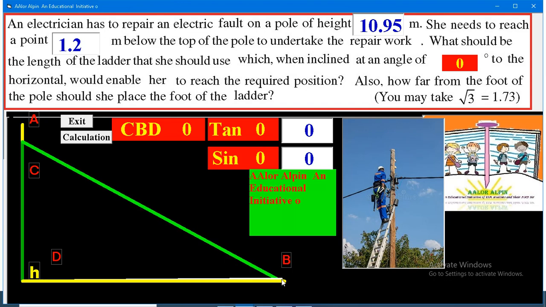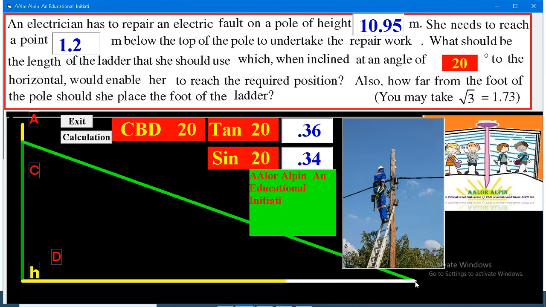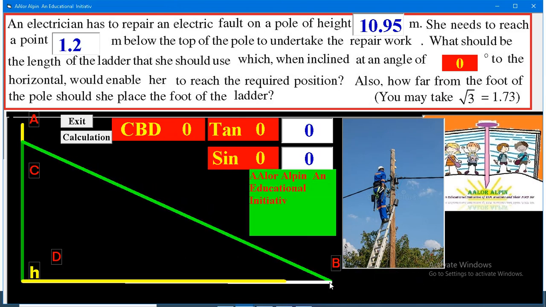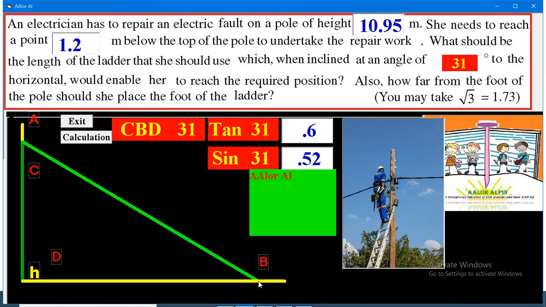Now it is 28. If you move even further, angle is now 20, and the length is increased. Sorry, yes, 20. And as I move closer to this thing, angle is increased. Here it is 30, little bit, little plus 30.